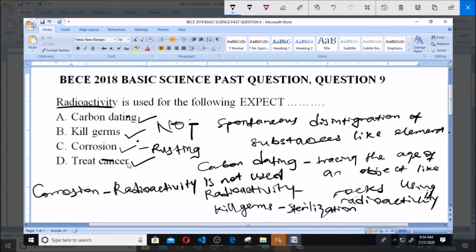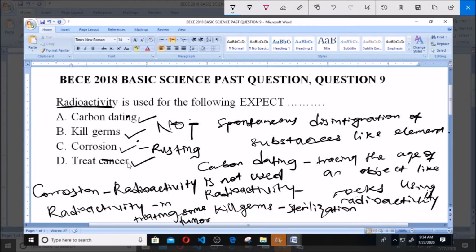Then D says treatment of cancer. Now radioactivity has been used so far in treating some tumors, and like we know, cancers are tumors. So radioactivity has been used in treating some tumor cells.